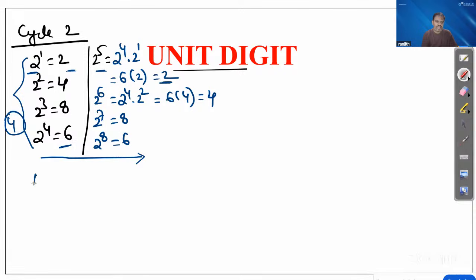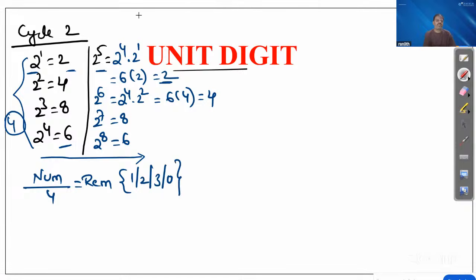If any number is divided by 4, the remainders we may get are 1, 2, 3, or 0. When we divide 5 by 4, the remainder is 1. 6 by 4, remainder is 2. 7 by 4, remainder is 3. 8 by 4, remainder is 0.